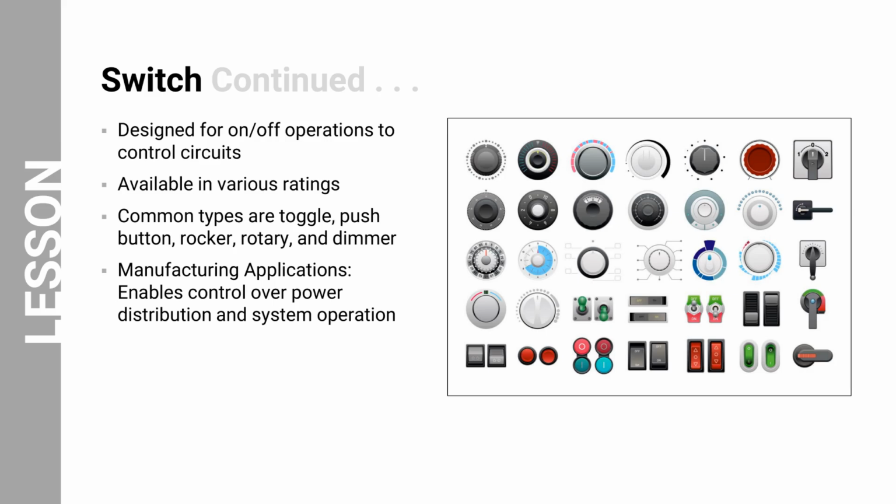Rotary switches rotate through multiple positions to select different circuits or settings. Dimmer switches are designed to adjust the brightness of lights by varying the electrical flow. Switches are essential components in BEV manufacturing as they enable control over power distribution and system operation.